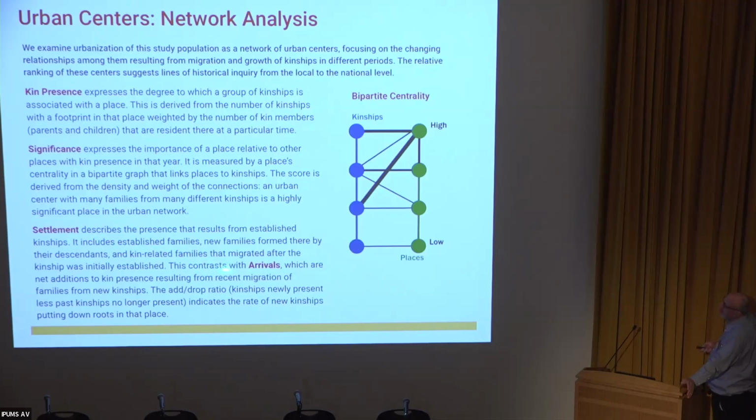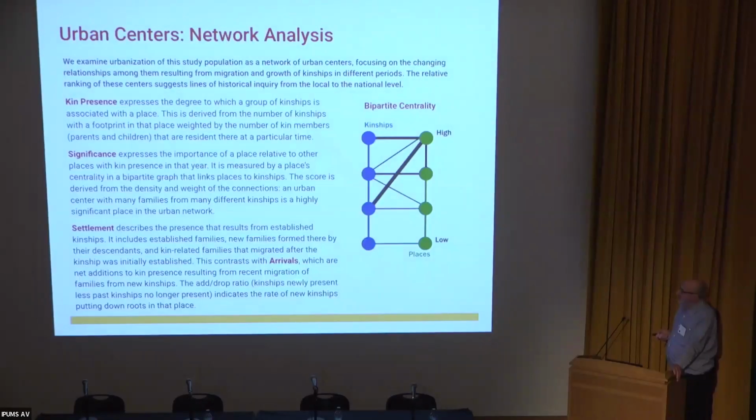And that score changes over time. And I'm also dividing the kinships, and the people that are in those places, into two categories. One category is what I'm calling settlement, which is the presence that results from established kinships. So those are growing either because new kinship or new people from the same kinship move into that place, or because the children grow up and start their own families. And I contrast this with arrivals, which represent completely new kinships arriving in a given place.